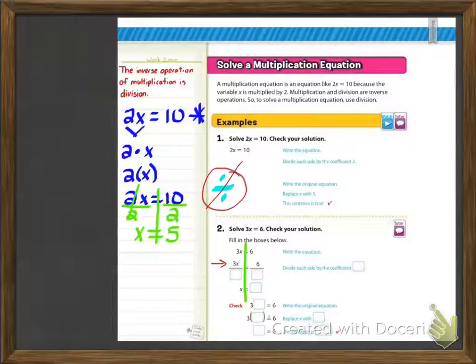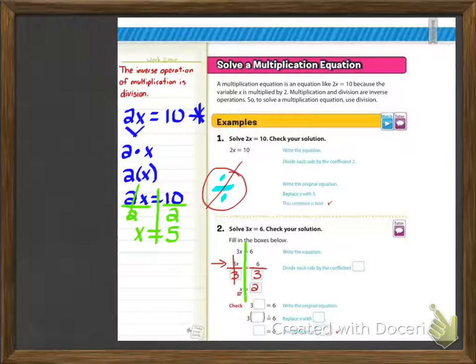We have to get rid of what's closest to the variable. So since it's a 3 and they're being multiplied, I have to divide by 3. Notice that they already wrote your division line here. So I'm going to divide by 3, divide by 3. These 3's cancel out. That's how we got our x drop down here. 6 divided by 3 gives you 2.